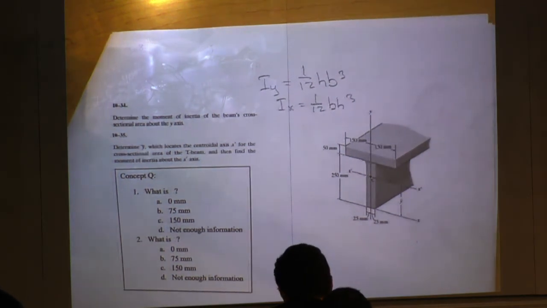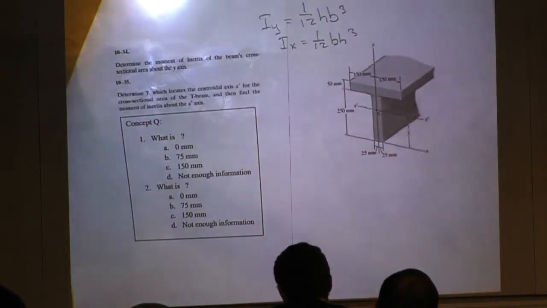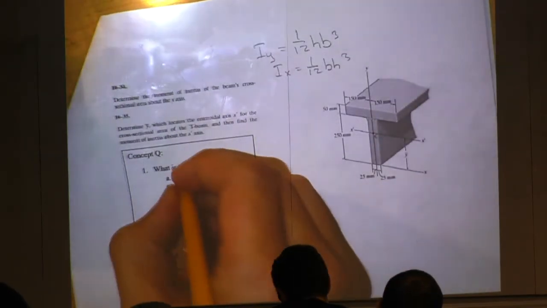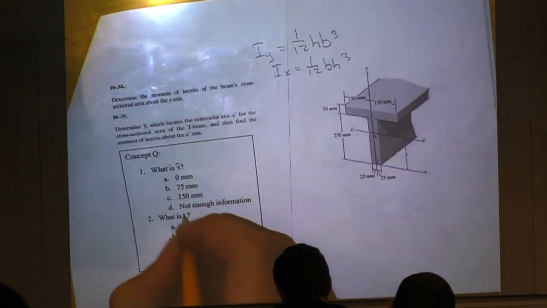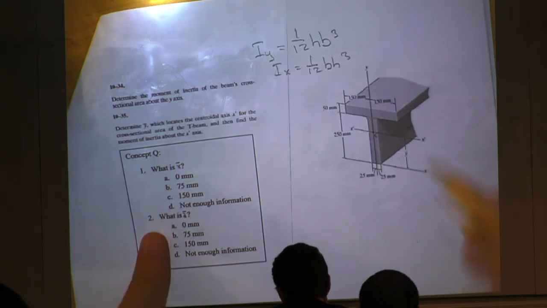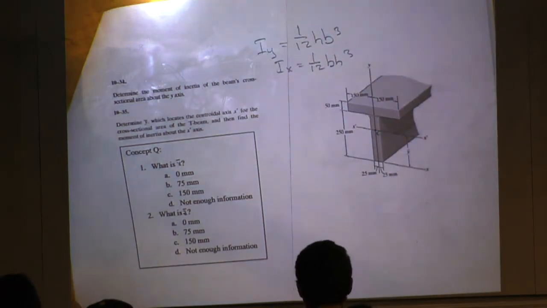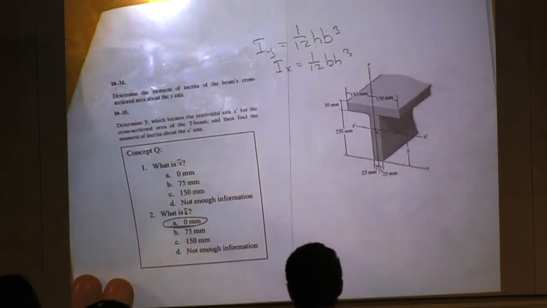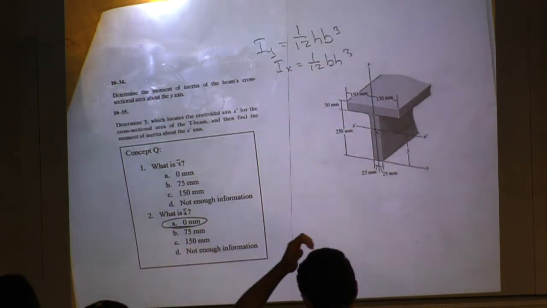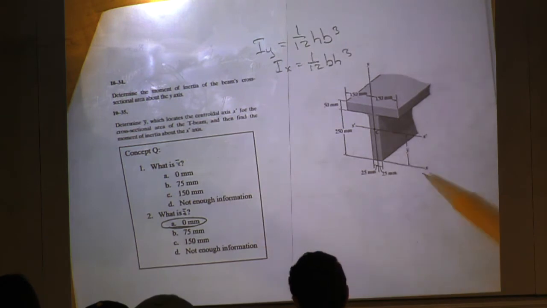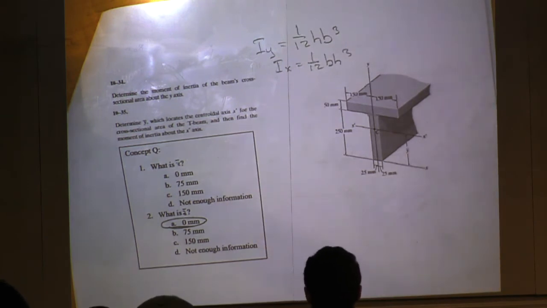All right, so conceptual questions. What is blank? It's not there, but it should say x bar, and this should say z bar. And we just spoke, there is no z-axis, so in this case we can consider it to be 0. We can answer that right away. All right, what is x bar? Well, we have to figure that out.